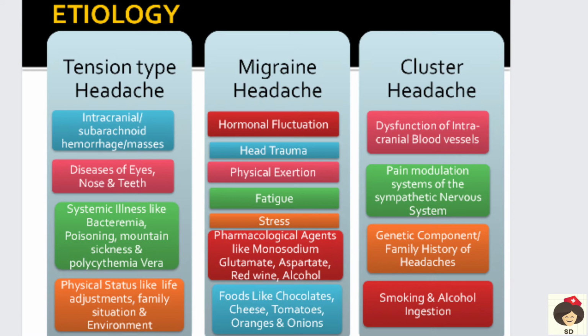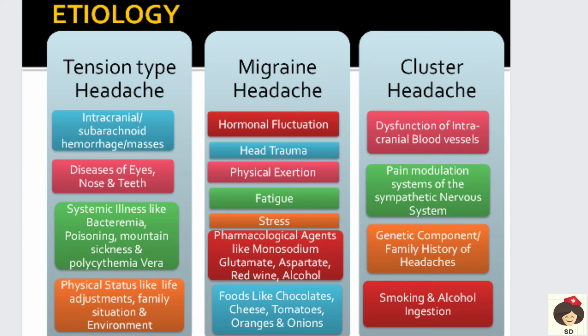And coming to the causes of headache, the tension type headache is caused by any intracranial or subarachnoid hemorrhage or masses. The brain is present inside the skull, and the skull is a closed cavity. So any hemorrhage, meaning bleeding, or any mass or tumor present within the cerebral tissue can compress the nerves, and when the nerves are compressed, the patient will feel the pain. And any diseases of the eyes, nose and teeth, because the nerves are all connected very near the brain. Whenever a person has any disease of the eyes, nose and teeth, they can cause inflammation and injury to the nerves, and this neuronal dysfunction and neuronal sensitization can aggravate the pain in the head.